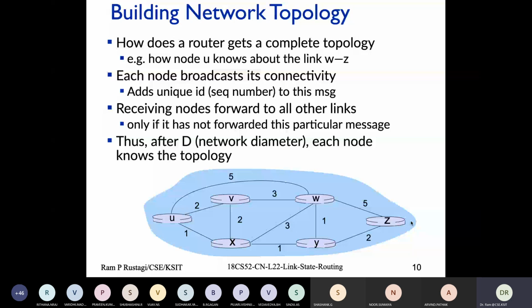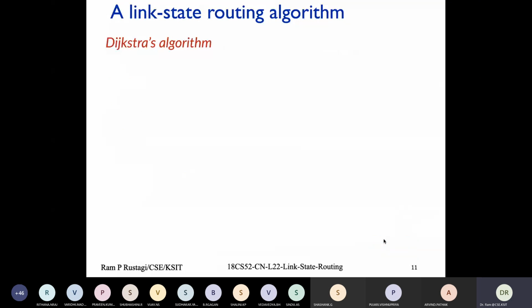How many edges would we need between, let's say, X to Z? Again, two. So the diameter of the graph is basically two. That's the minimum path length you need between two farthest nodes. What we're saying is, once anything is broadcasted, within two broadcasts, each router would know the topology. So after D transmissions, each router knows.